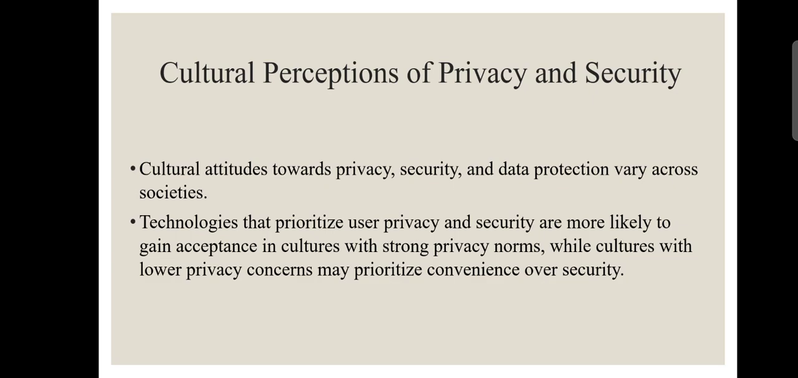Cultural perceptions of privacy and security. Cultural attitudes towards privacy, security, and data protection vary across societies. Technologies that prioritize user privacy and security are more likely to gain acceptance in cultures with strong privacy norms, while cultures with lower privacy concerns may prioritize convenience over security.